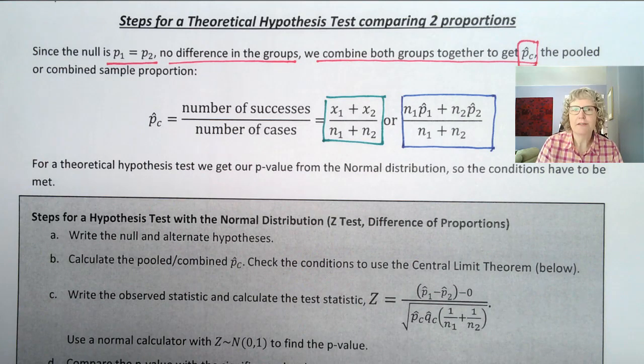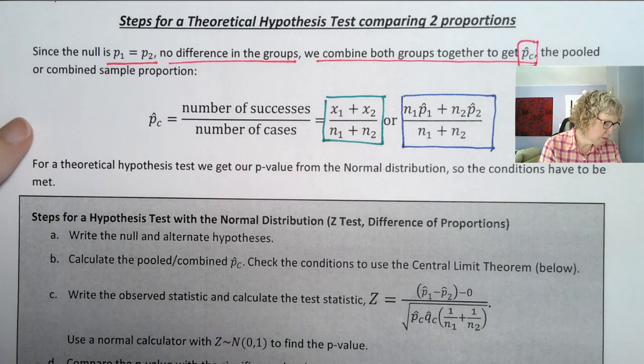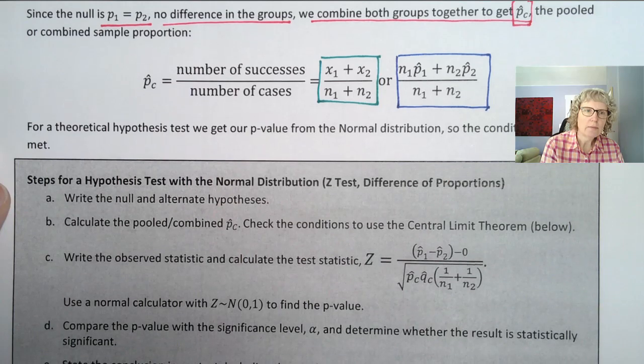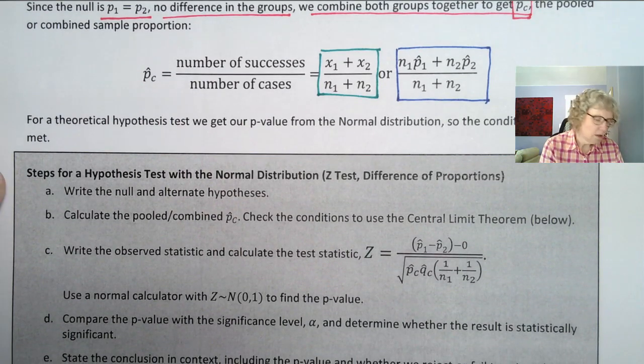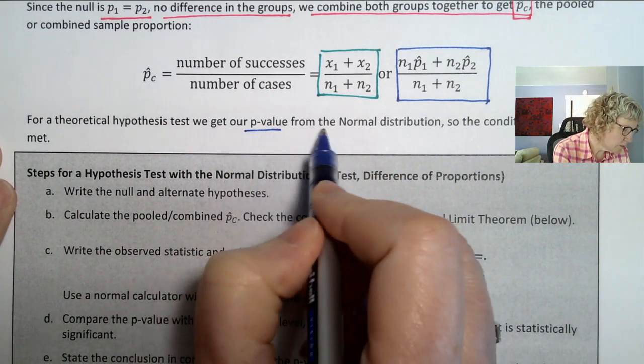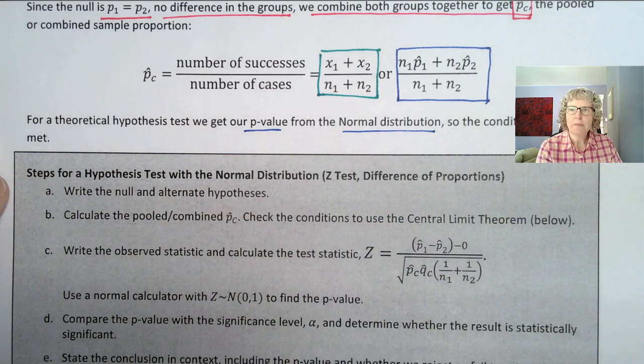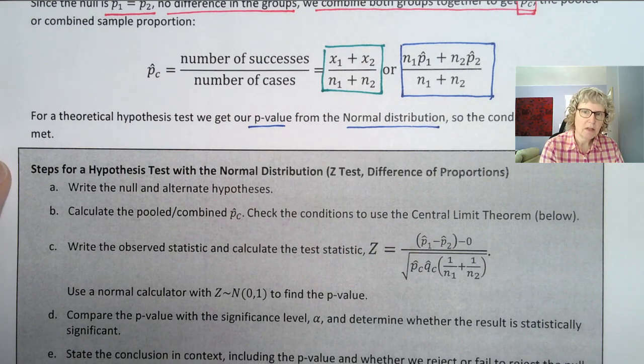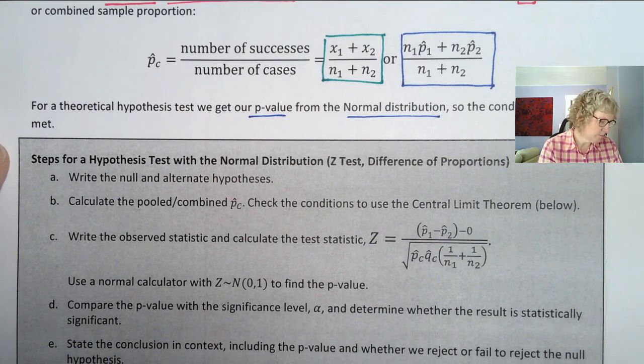Okay, so we need this for our null, we need this for our test statistic, because that is assuming there's no difference, so we just combine all the successes together. Okay, so let's go through our steps and you'll see how this comes up. Just like you're used to, we want to get our p-value from the normal distribution, so we have to make sure these conditions are met to use the central limit theorem and the normal. Make sure we have that normal shape.